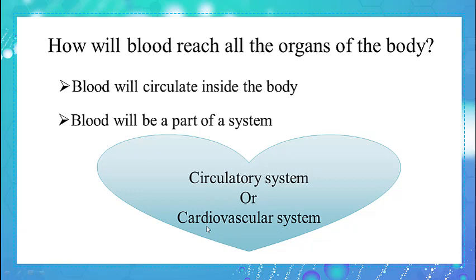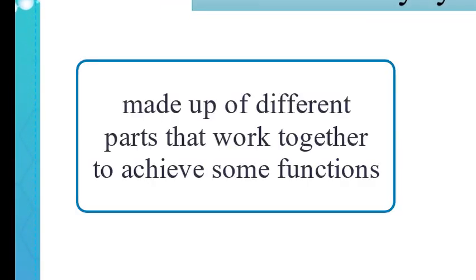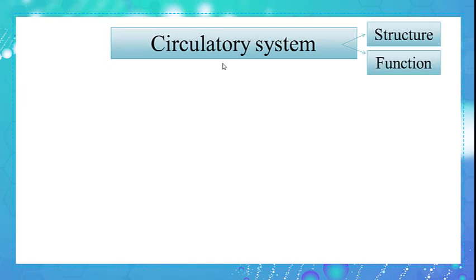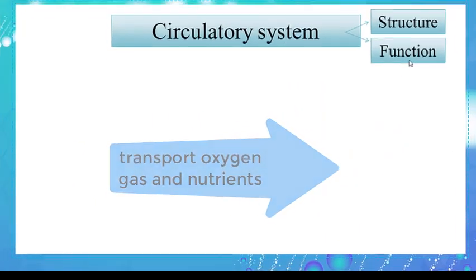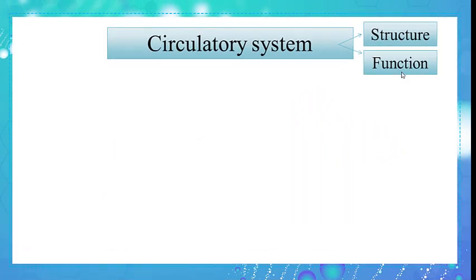Starting with the system itself, this system, just like any other system, is made up of different parts that work together in order to achieve some functions. So we will learn about the structure of the system and the function, and I'll start with the function. Although we have different functions, the main function achieved by the circulatory system is to transport these nutrients and oxygen gas. What about the structure of the system?